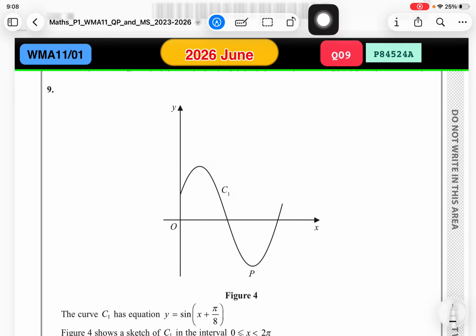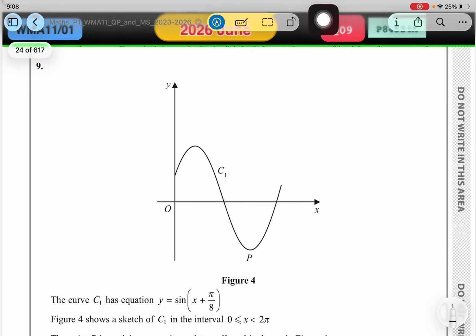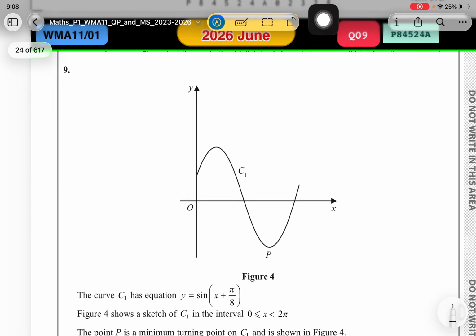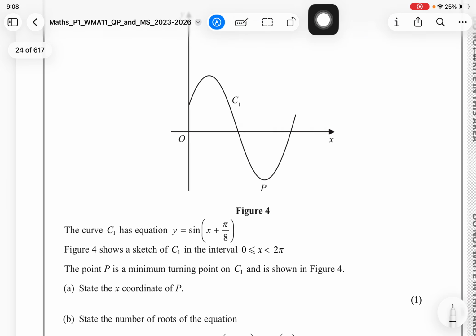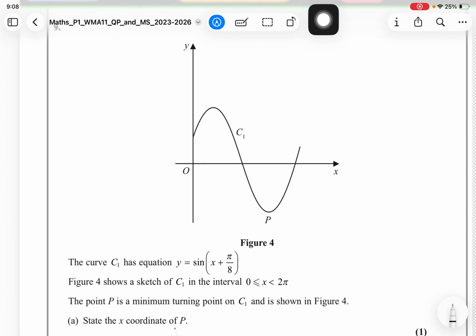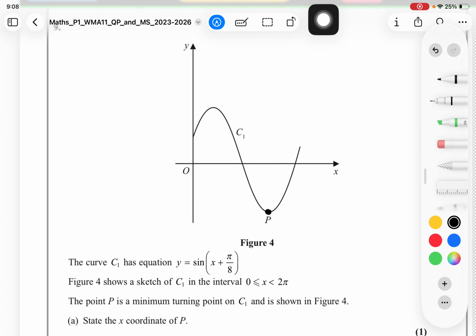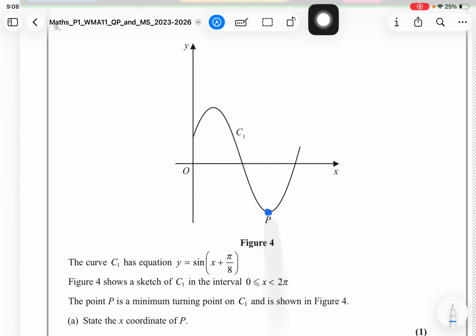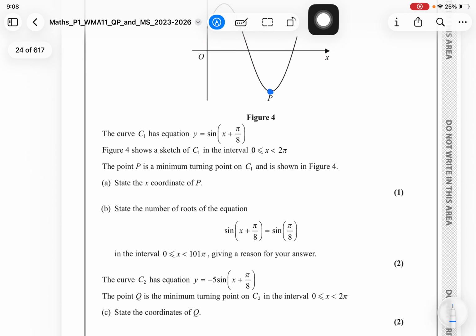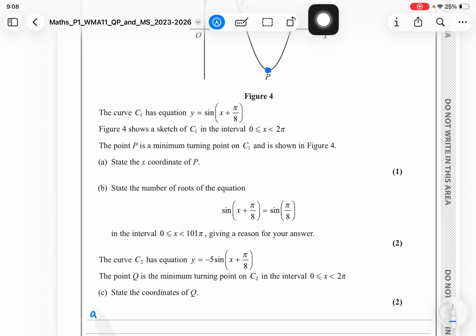So June 2026, question number 9, which is with trigonometry. C1 has an equation of this here. They are asking us the coordinates of P in the first part. So what we can see is the P coordinate. This one is the minimum point of the graph. So we know P is the minimum turning point. These are the key important points that you can see.